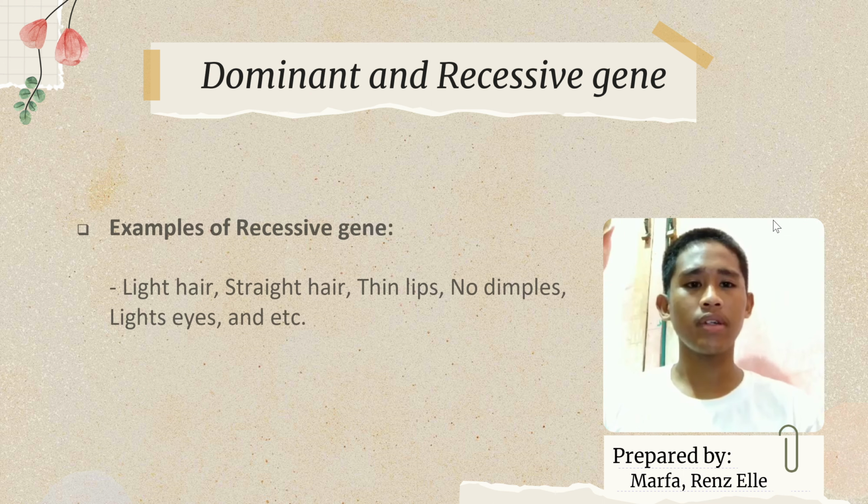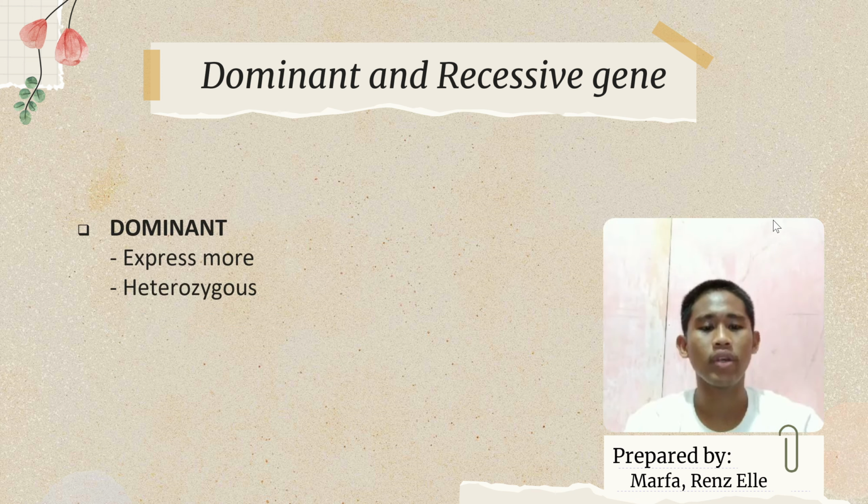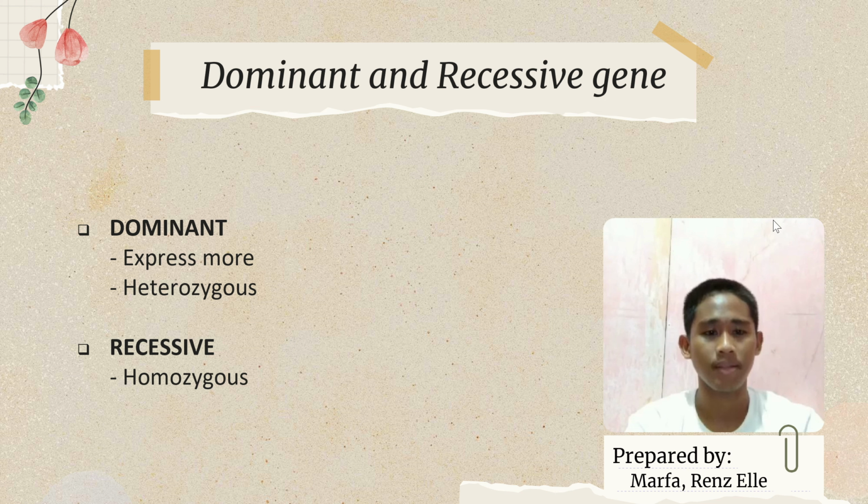Examples of recessive genes are light hair, straight hair, thin lips, no dimples, light eyes, and so on. It's not so hard to identify the dominant and recessive. Dominant is expressed more and recessive is not. Dominant is heterozygous and recessive is homozygous. I hope you learned something.